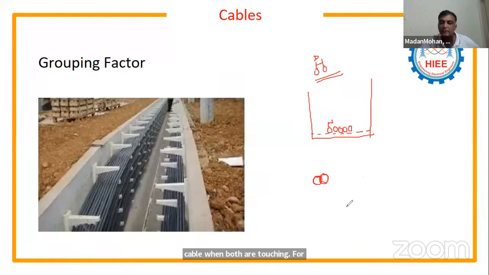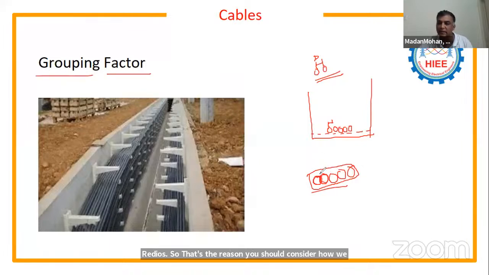For example, if you are traveling in a bus and the bus is packed, because of the temperature and suffocation, everyone gets sweating and you feel like you're losing energy. The same thing happens here. If too many cables are touching each other, because of the temperature issue these cables also get suffocated. When the temperature increases, your conductivity will reduce. So that's the reason you should consider how you are laying the cables, whether touching each other or maintaining some distance.